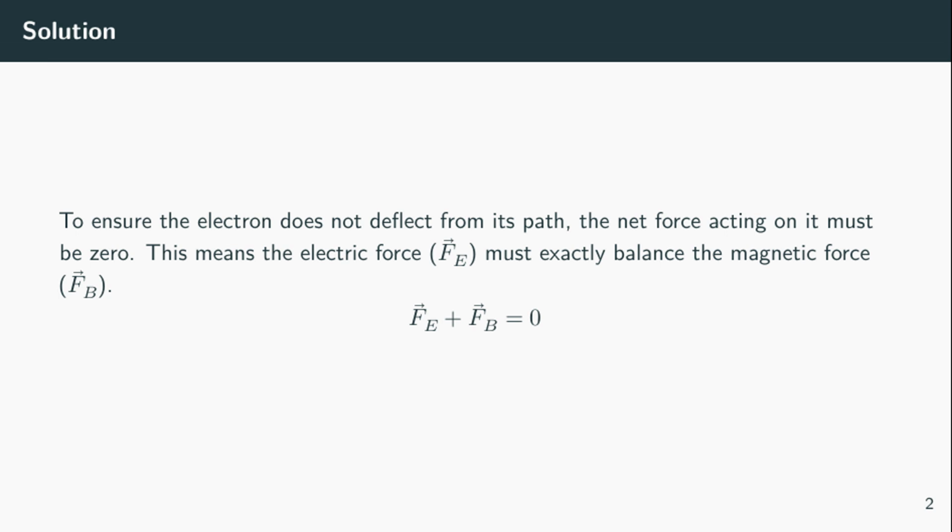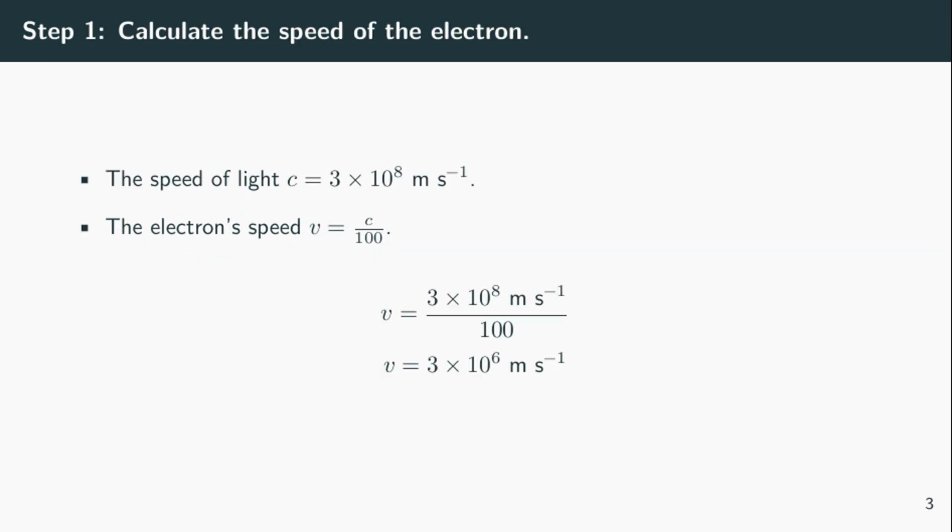To make sure the electron doesn't deflect from its path, the total force acting on it has to be exactly zero. This means the electric force, which we'll call vector Fe, must perfectly cancel out the magnetic force vector Fb. So mathematically we can write this as the vector electric force plus the vector magnetic force equals 0. Let's start by calculating the speed of the electron, which is step 1.